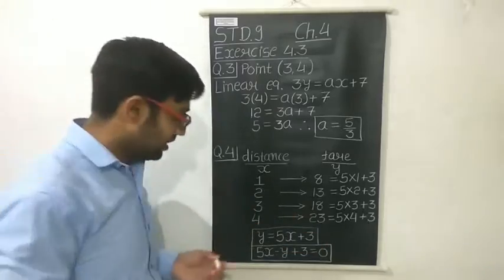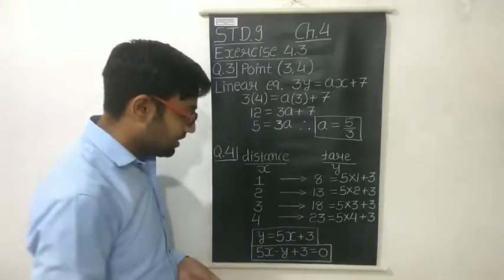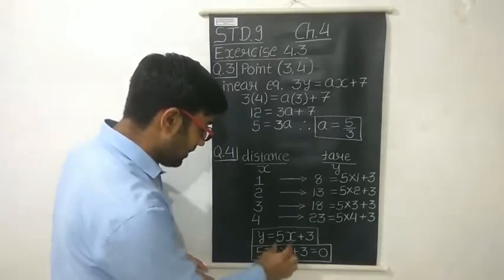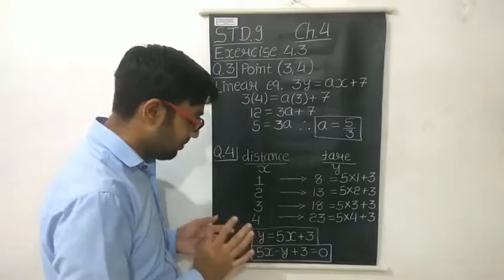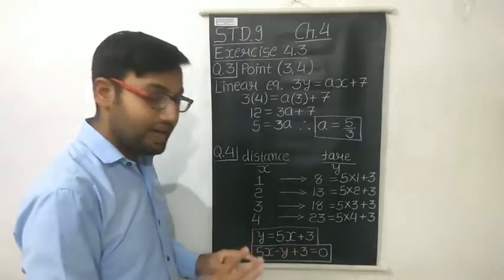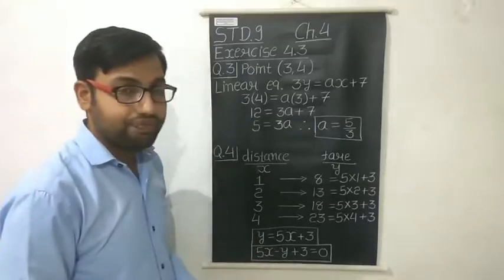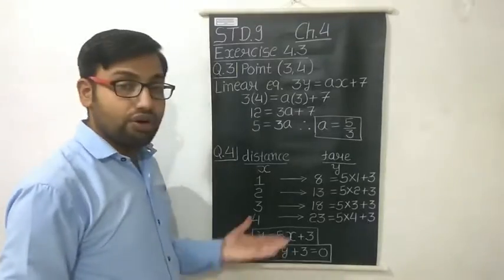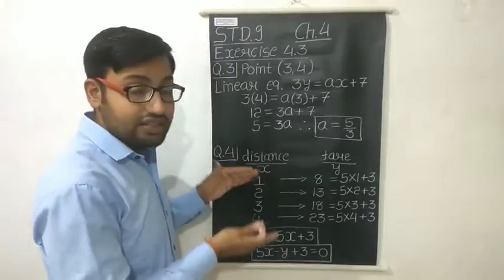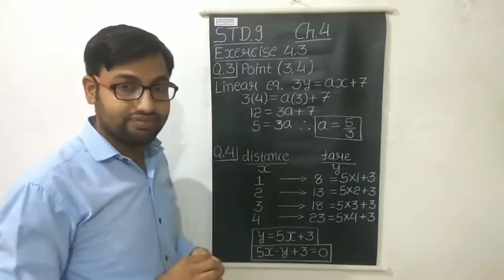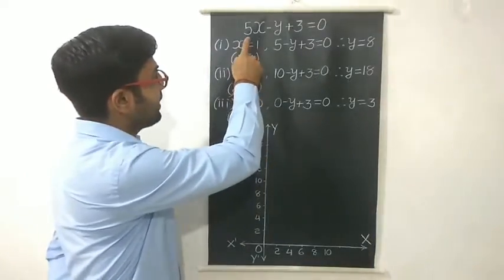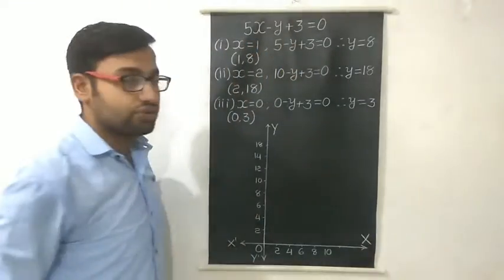Understand? Okay. Now if we write it in the standard form, we can take this y to the right hand side. So 5x will remain plus, this y will become minus, and this plus 3 will remain as it is, equal to 0. So this is the standard form of this linear equation. Now we will represent this situation in the graph. So the equation we get is 5x minus y plus 3 is equal to 0.